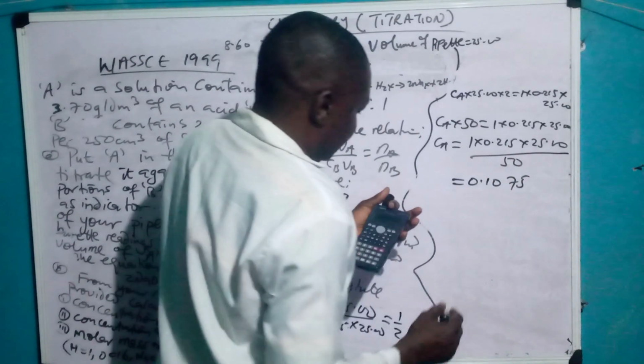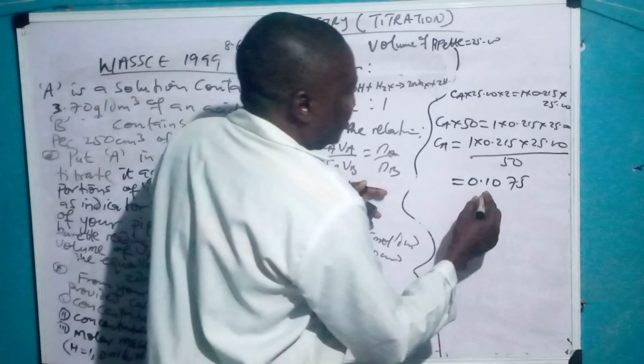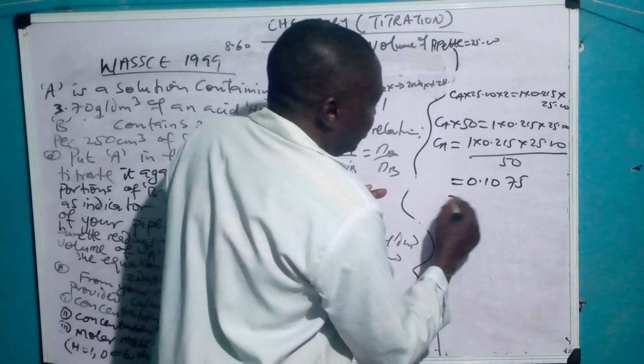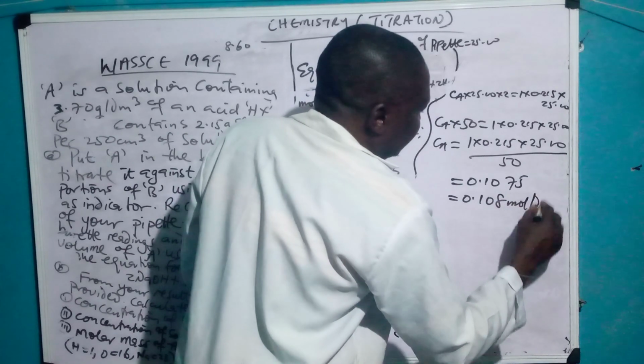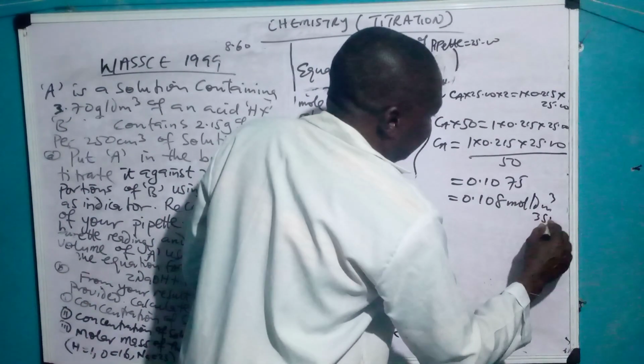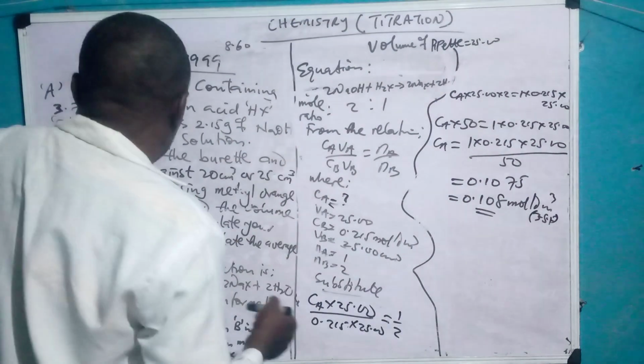0.1075. If you write this one in WAEC, it's not accepted. You mark it wrong. You lose mark for it. You are not wrong, but you lose the mark. 0.108 mole per dm cube, 3 significant figures. So that's the concentration in mole per dm cube of the acid.